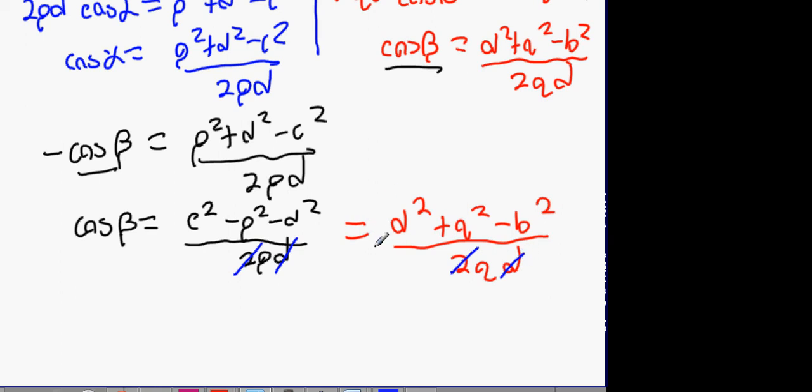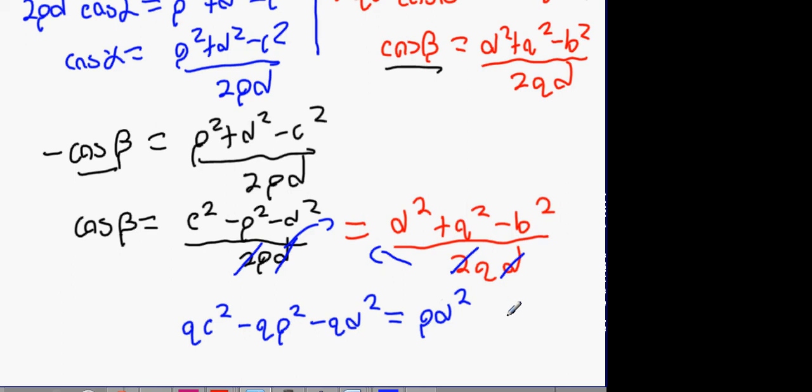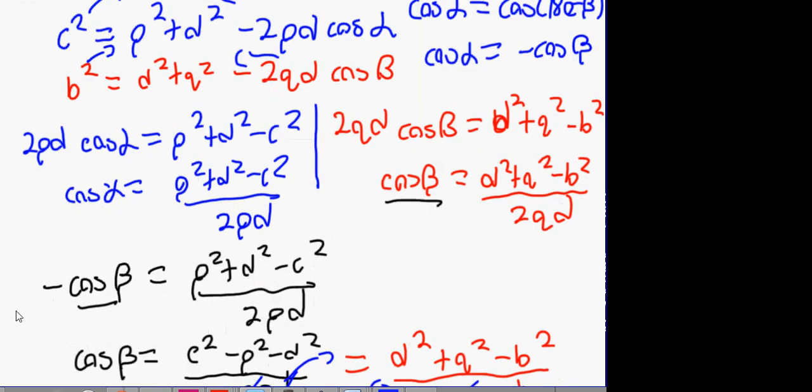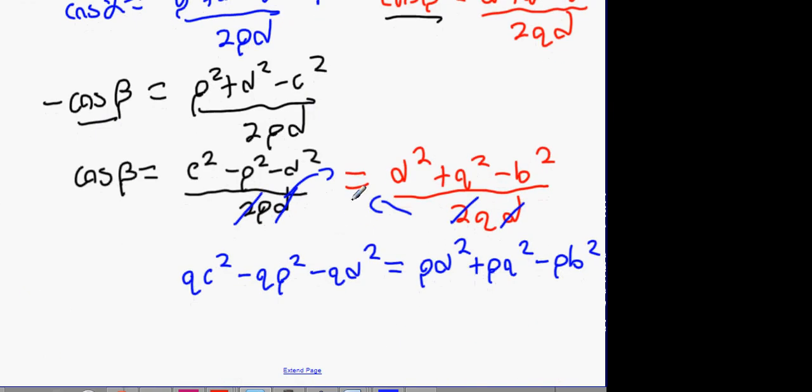And then what we have on the left is we're going to have to cross multiply up to p and cross multiply up to q. So what we're going to end up with is qc squared minus qp squared minus qd squared equals pd squared plus pq squared minus pb squared. Now, looking at both of these, I still don't really know what to do just yet. But what it wants me to do is get pb squared and qc squared on one side.